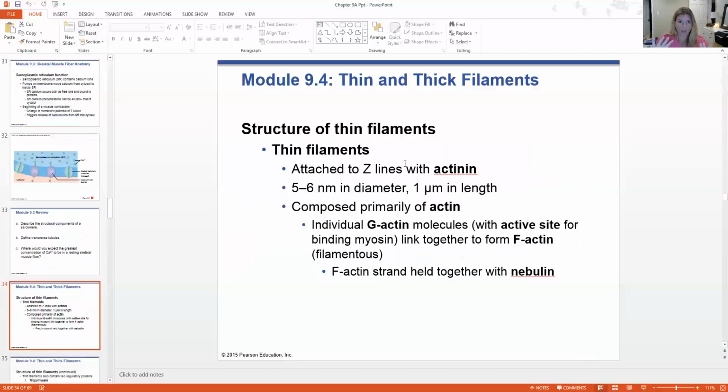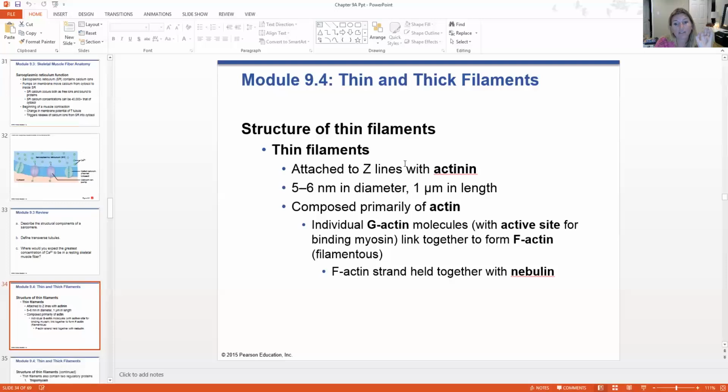We're going to start putting it all together. So our thin filaments are attached to the Z lines, right? This is basically the ends of our sarcomere. Our thin filaments are mostly actin, but there's different types of actin. There's G-actin or globular actin, and then there's F-actin, which is filamentous actin.